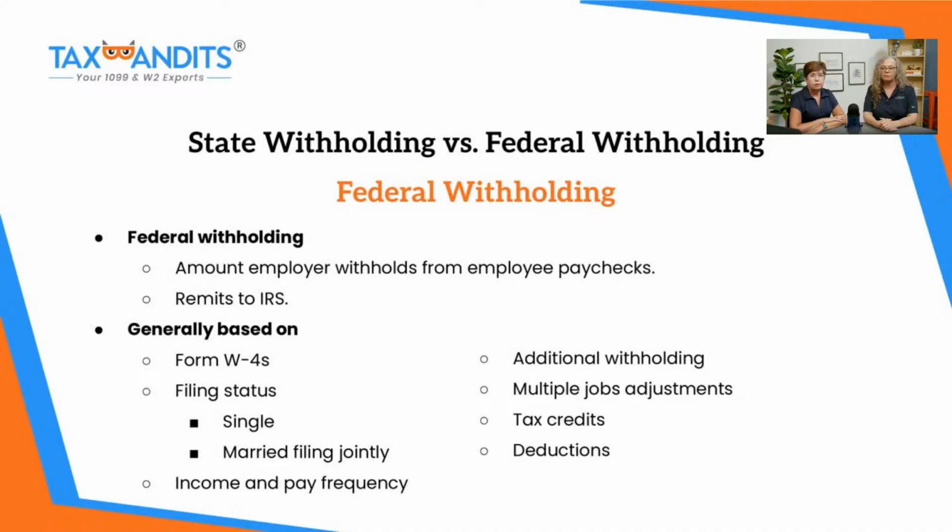So state withholding versus federal withholding. Federal withholding is the amount the employer withholds from an employee's paycheck, and it is paid to the IRS or to the Social Security Administration. This is generally based on the W-4 that the employee fills out, filing statuses, and income pay frequency. It also can be additional withholding, multiple job adjustments, tax credits, and deductions.